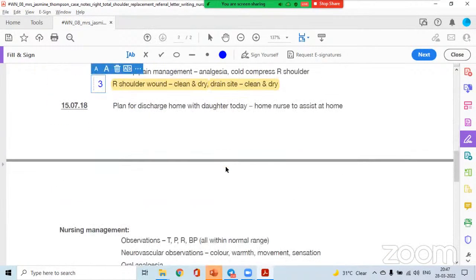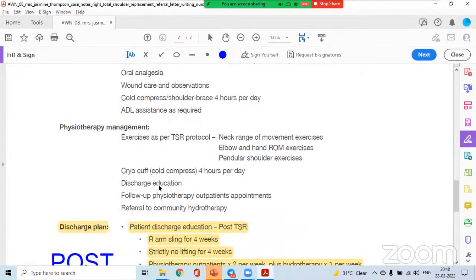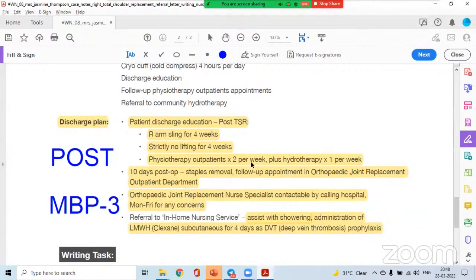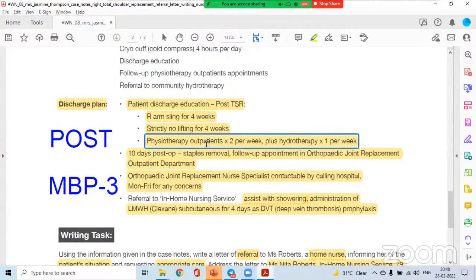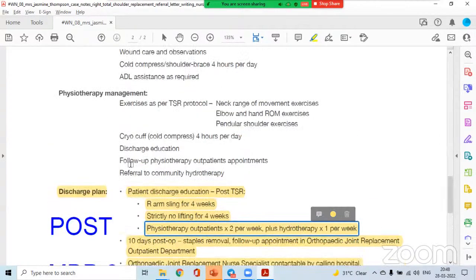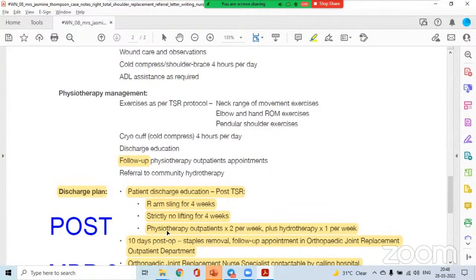So how is everything going on? Follow-up physiotherapy and outpatient appointments. Referral to community hydrotherapy that we have seen. Here it is hydrotherapy, physiotherapy outpatients, hydrotherapy both. So this follow-up should be added here. Two types of appointments are there. Physiotherapy outpatient appointments two times per week, and hydrotherapy one time per week. That's it. So the next one.